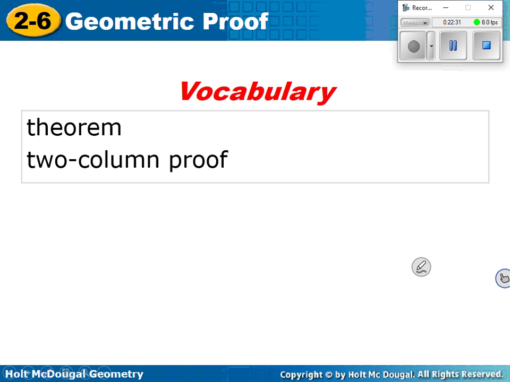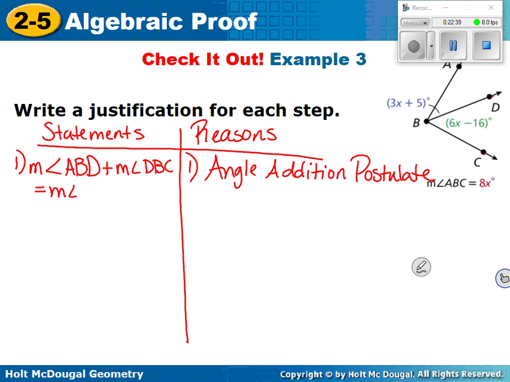Oops. That was not good. Let's go back. So measure of angle ABC. Any questions there? Watch your notation. Pay close attention to the details. Little m's when you're talking measures, anytime you're using the equal sign.